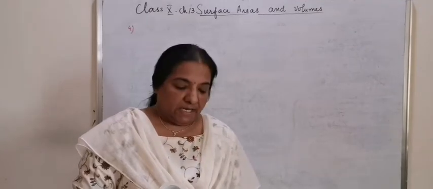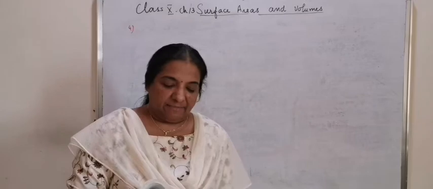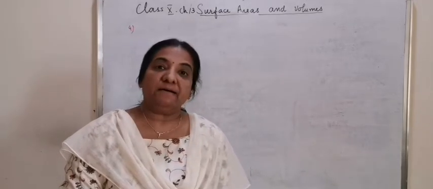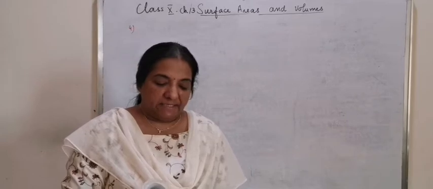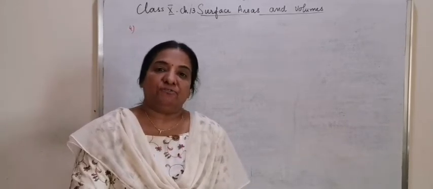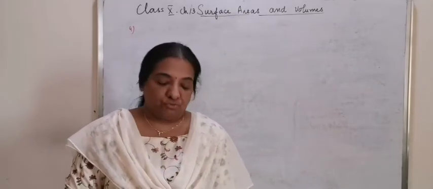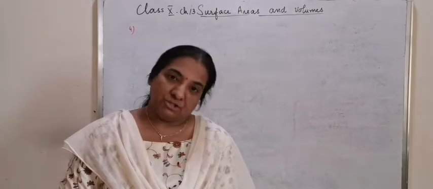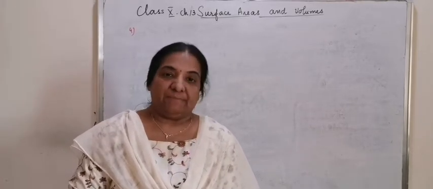Question number 4. A cubical block of side 7 centimeter is surmounted by a hemisphere. What is the greatest diameter the hemisphere can have? Find the surface area of the solid. A detailed figure you can see in page 242, example 2. A similar sum is given in page 242, example 2.